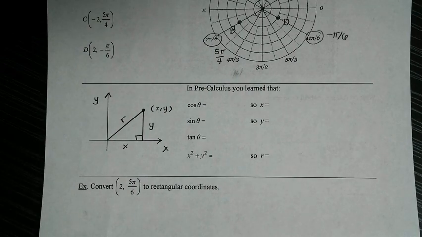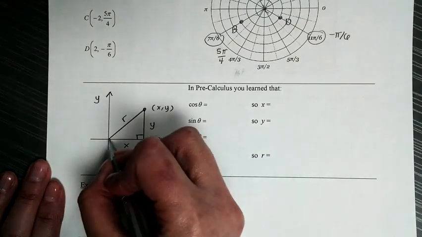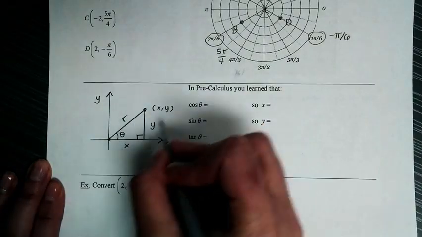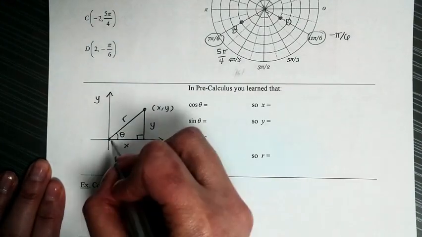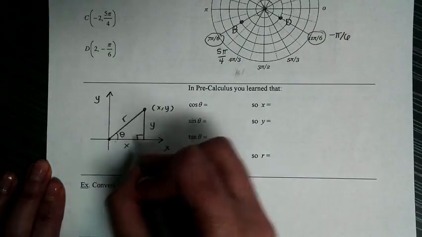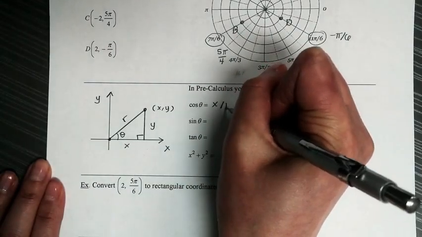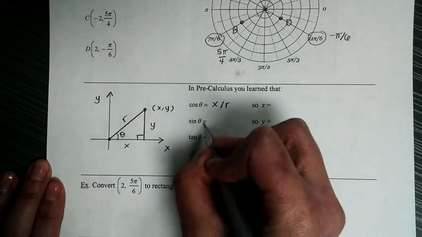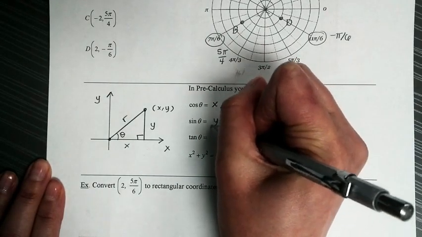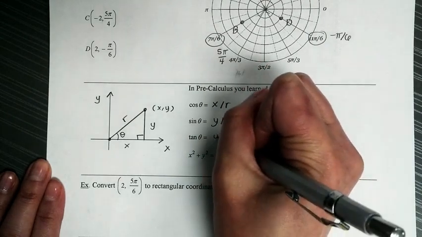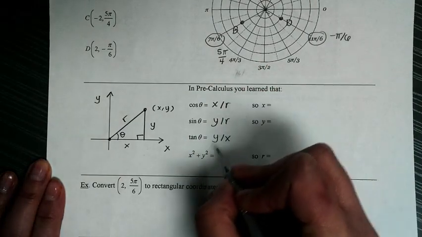Then in geometry, you learn your SOHCAHTOA. If you are here, this is going to be your angle. So what's cosine of your angle? It's adjacent over hypotenuse. Adjacent is x, hypotenuse in this case is r. Sine is going to be what? Opposite over hypotenuse, and tangent is opposite over adjacent. That's what you learn in geometry and middle school.